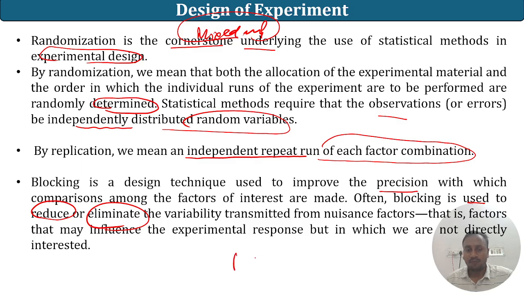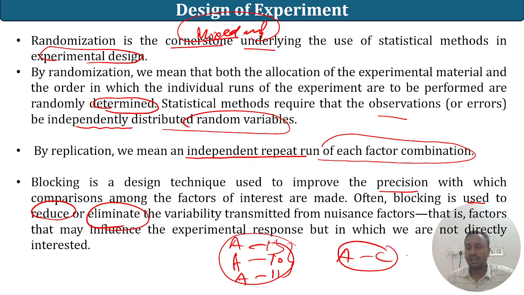Let's say for property A, we have some values: 10, 11, 13. Based on this, we can block them. We can make A to C one block, block 1, and D to F block 2. So we are going to reduce the variability this way.